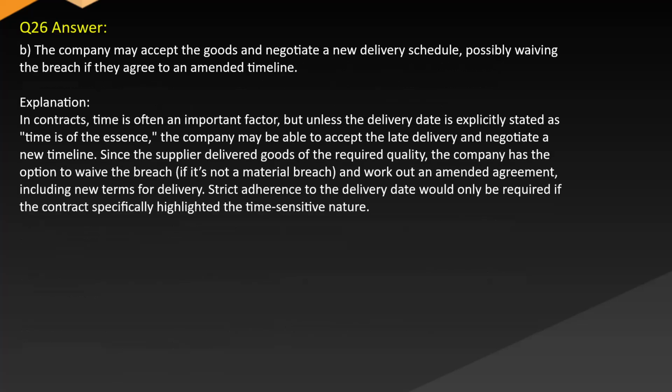Answer: B. The company may accept the goods and negotiate a new delivery schedule, possibly waiving the breach if they agree to an amended timeline. Explanation: In contracts, time is often an important factor, but unless the delivery date is explicitly stated as time is of the essence, the company may be able to accept the late delivery and negotiate a new timeline. Since the supplier delivered goods of the required quality, the company has the option to waive the breach if it's not a material breach and work out an amended agreement including new terms for delivery. Strict adherence to the delivery date would only be required if the contract specifically highlighted the time-sensitive nature.